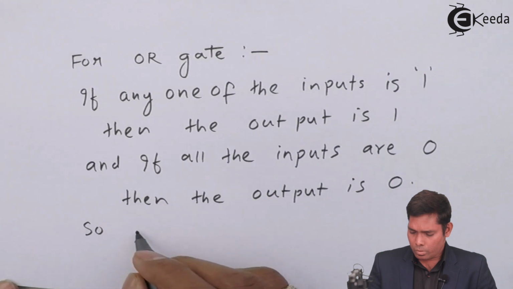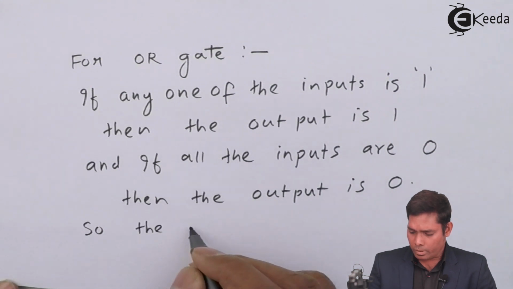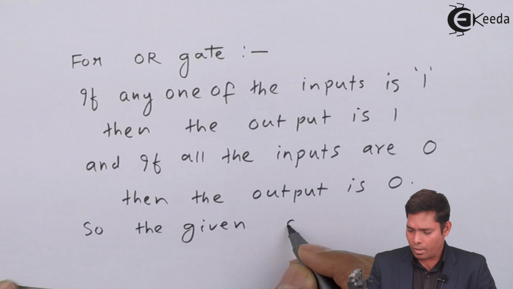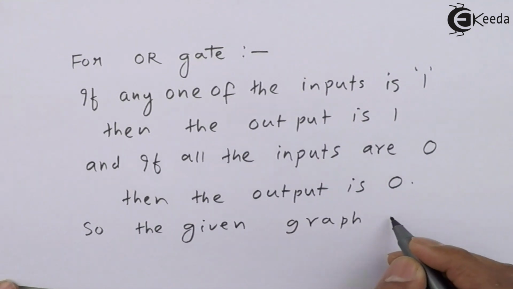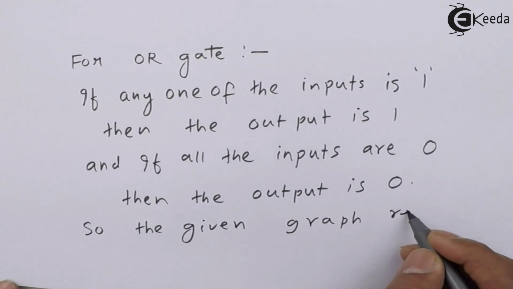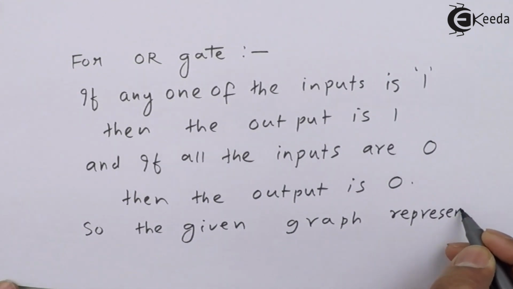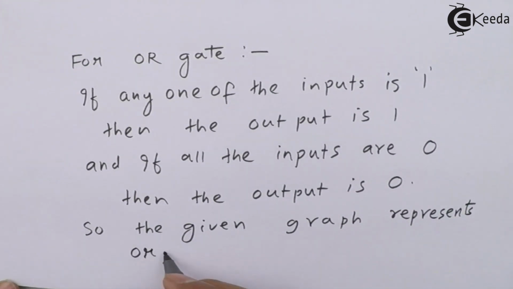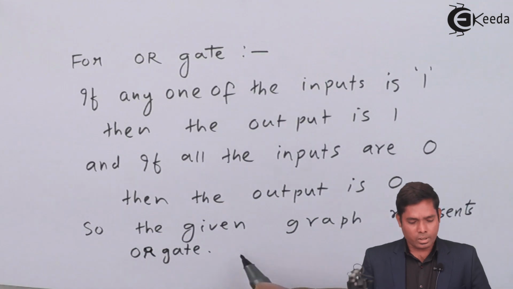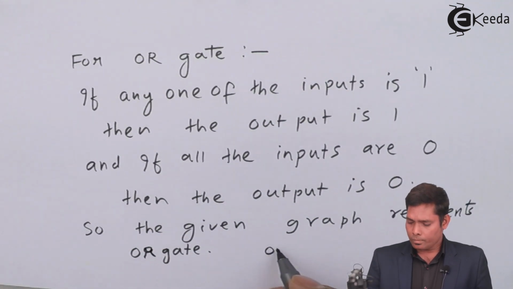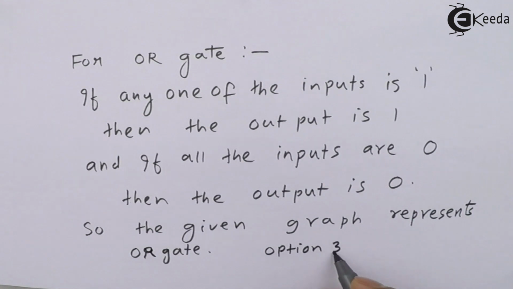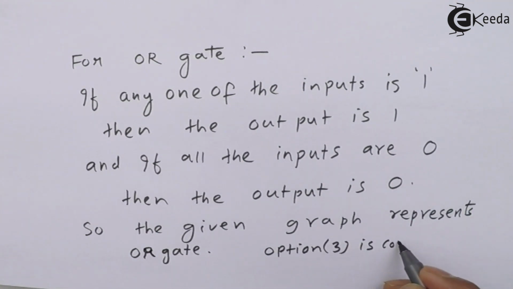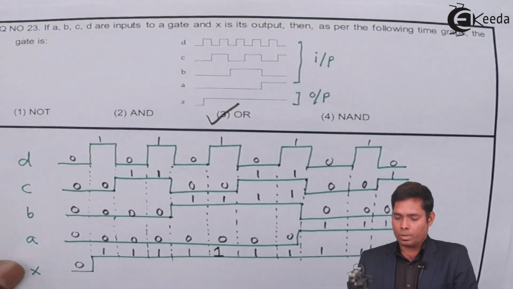So the given graph represents an OR gate. So the answer is 3. Option number 3 is correct.